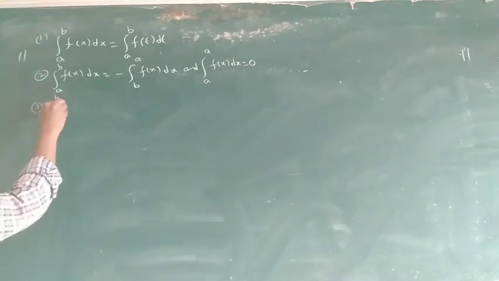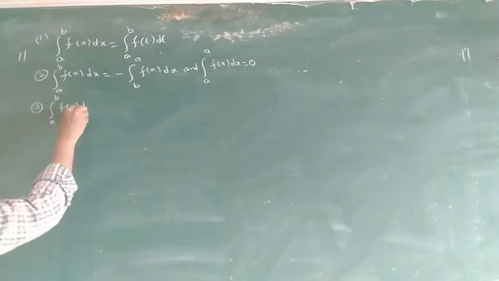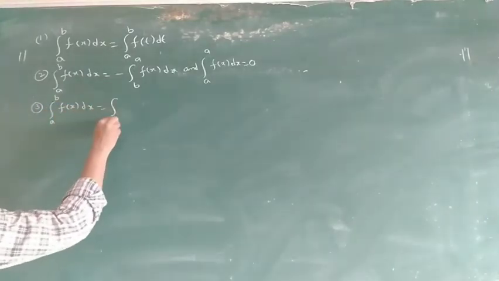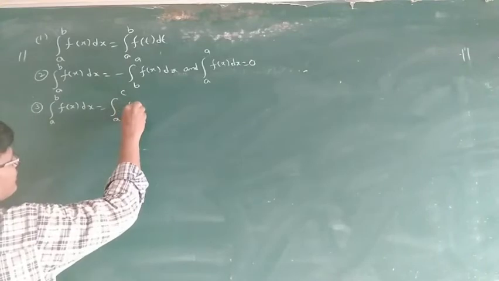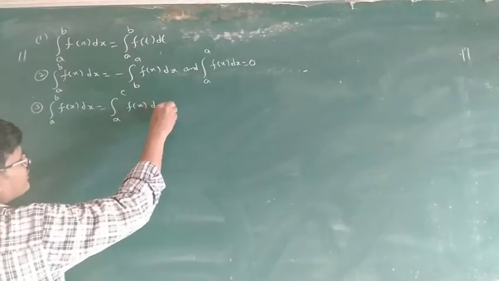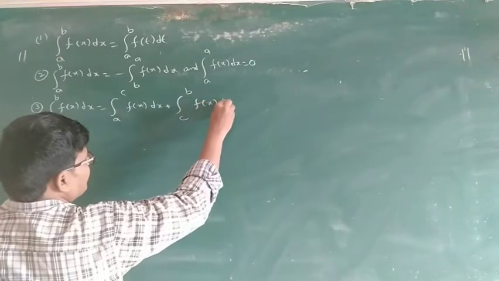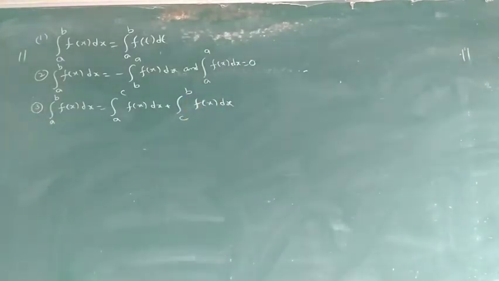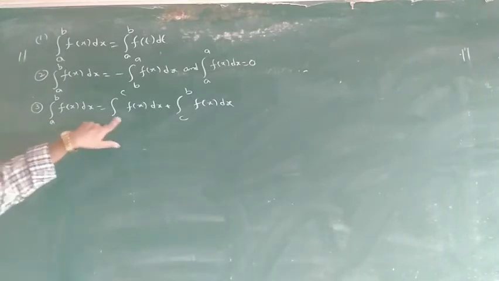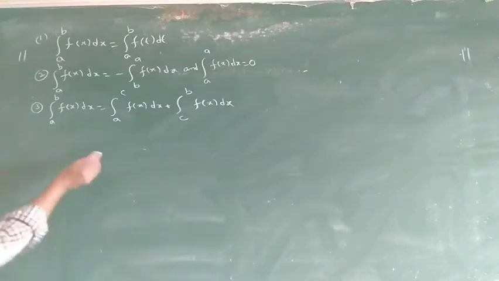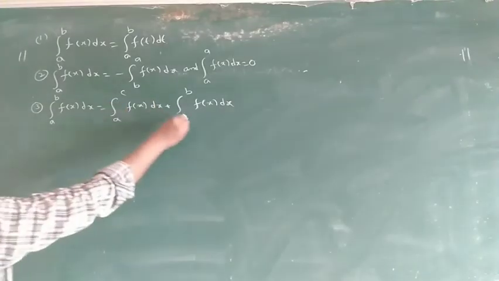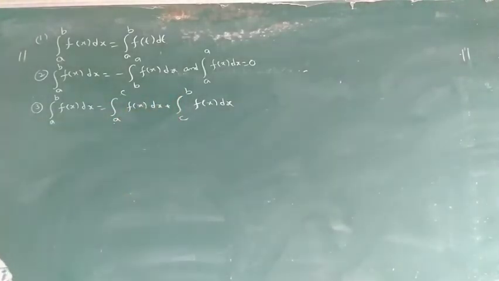Integral a to b f of x dx is equal to integral a to c f of x dx plus integral c to b f of x dx. So one integration equals the sum of two integrations, or three also. So c must be in between a and b.